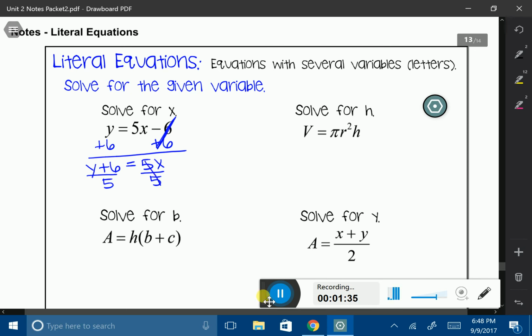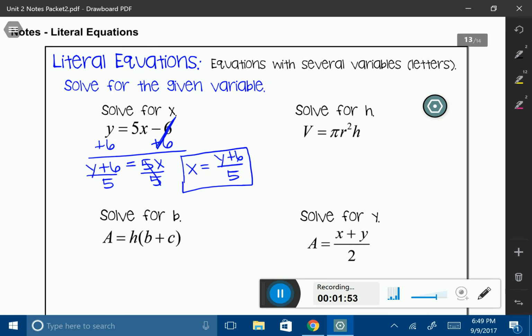I am left with x is equal to y plus 6 divided by 5. Now I know that might seem a little uncomfortable, but this right here is what x equals when you solve for that variable. It's not going to necessarily equal a really nice number like we have been working with. It's going to equal just another expression that might have variables and numbers.